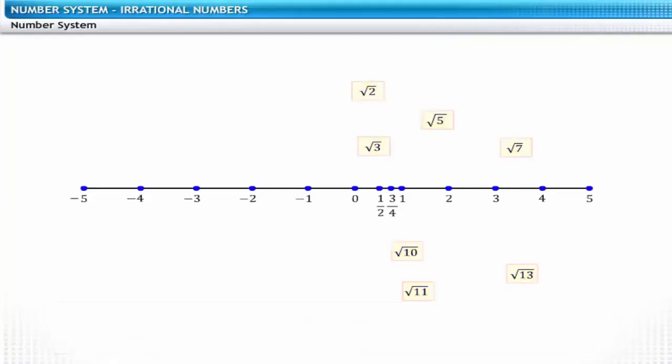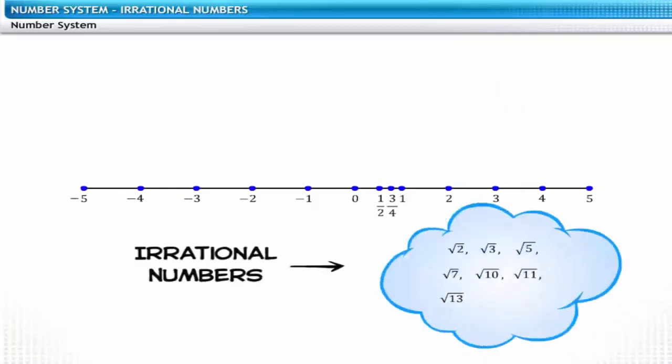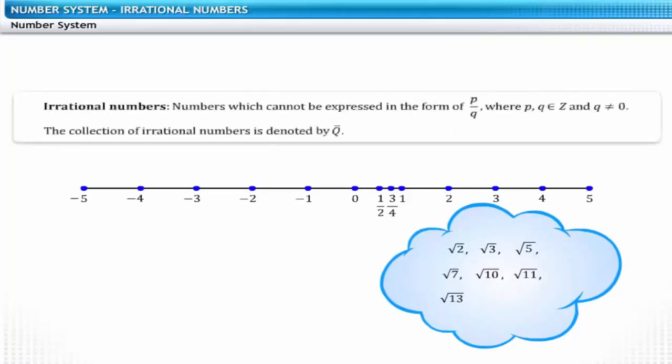Now, let's consider the numbers that are remaining. Can these numbers be expressed in the form of p upon q? No, none of these numbers can be written in the form of p upon q. Let's read out the formal definition of irrational numbers. Numbers which cannot be expressed in the form of p upon q, where p and q are integers and q is not equal to 0, are called irrational numbers. The collection of irrational numbers is denoted with Q bar.